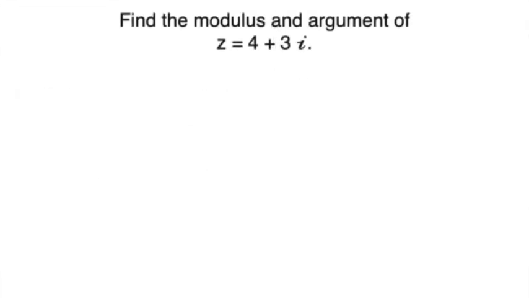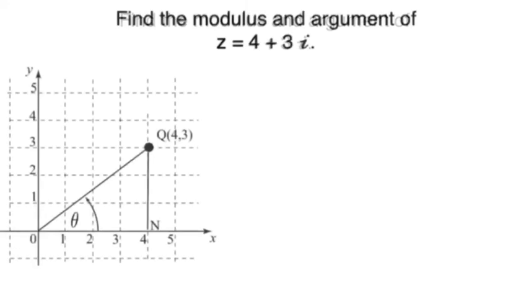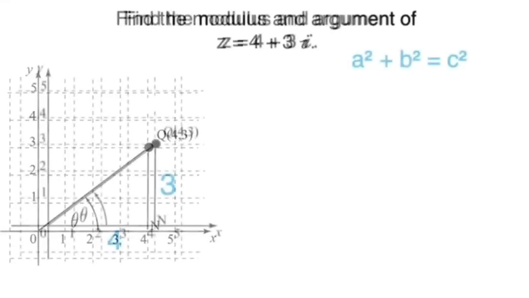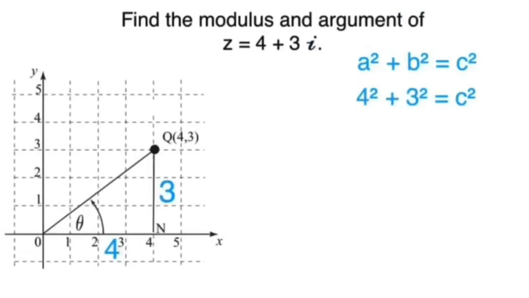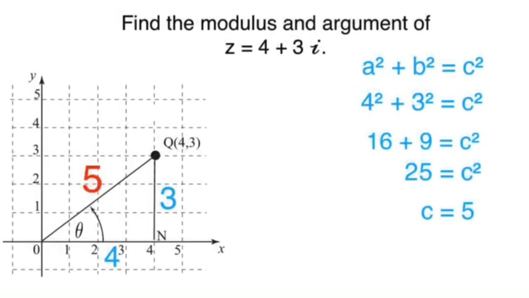For example, you could find the modulus and argument of z equals 4 plus 3i. This point is represented by Q. To find the modulus of this complex number, all you have to do is use the Pythagorean theorem. You just plug in the side lengths and solve for c. And the number that you get for c is the modulus of this complex number.